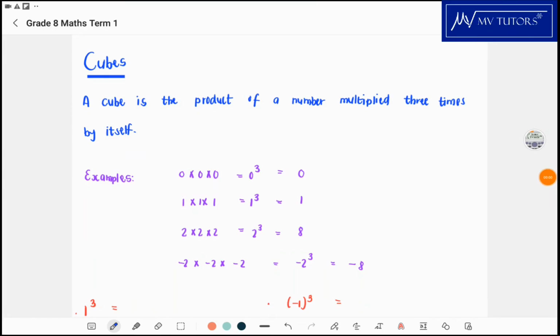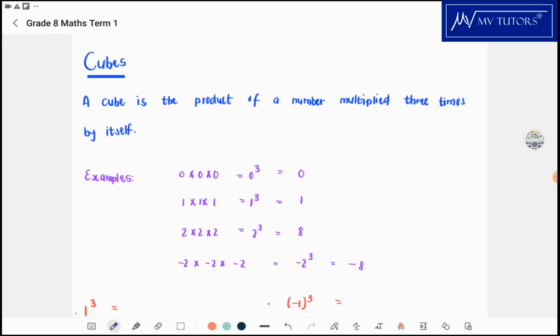On the previous topic of exponents, we spoke about squares, where you multiply the number by itself just twice. Okay, like 1 times 1 or 2 times 2 and so forth. Now we're going to look at cubes. Now a cube is the product of a number multiplied 3 times by itself.